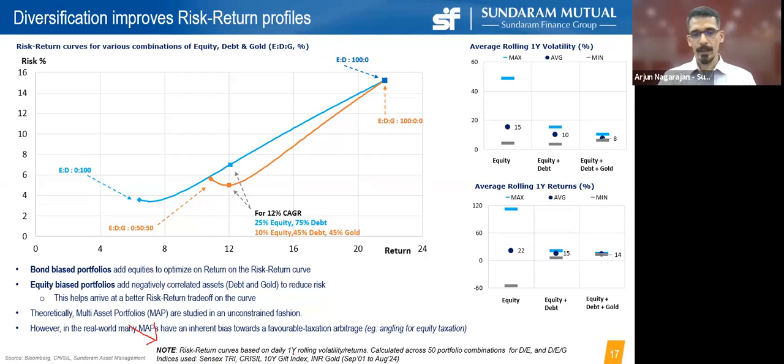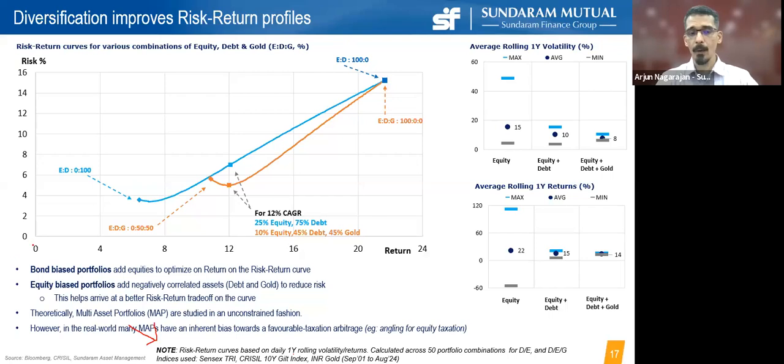So you can look at this here. We've taken 3 indices: the Sensex Total Return Index, the CRISIL 10-year Gilt Index, and gold in INR terms. And then we've converted this, and we've taken 1-year daily rolling returns and rolling standard deviations, which is what we're using for volatility metrics. And then we calculate portfolios, really 50 combinations of portfolios for debt and equity and gold, and we arrive at this risk return curve.